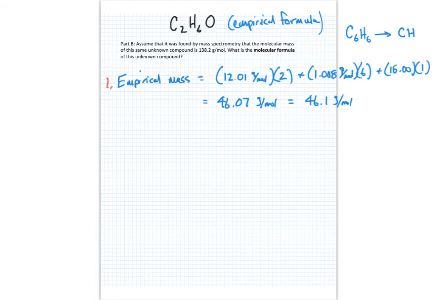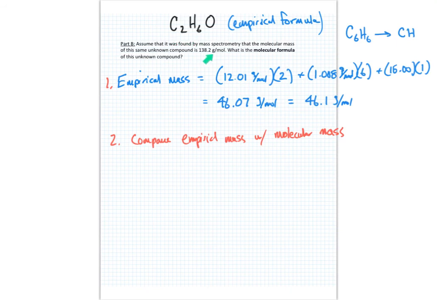So that's step 1, find this. Step 2 is compare the empirical mass with the molecular mass. All right, so we notice in this particular case, this one's 46.1, this one's 138.2. Okay, so they're not the same, and that tells us that the empirical formula is not the same thing as the molecular formula.